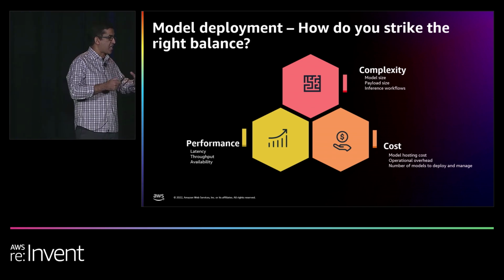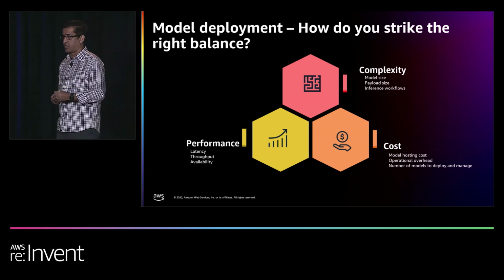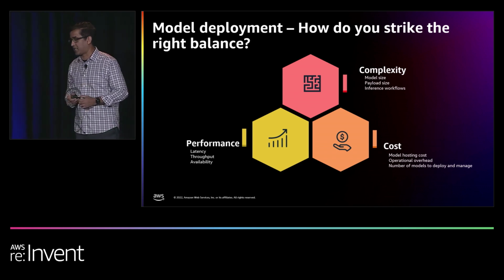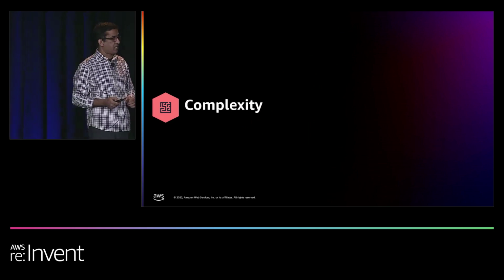So you have this trilemma between these three factors, but with Amazon SageMaker, you can get the best performance, best trade-off between these three factors. And let's see how. Let's start with complexity.